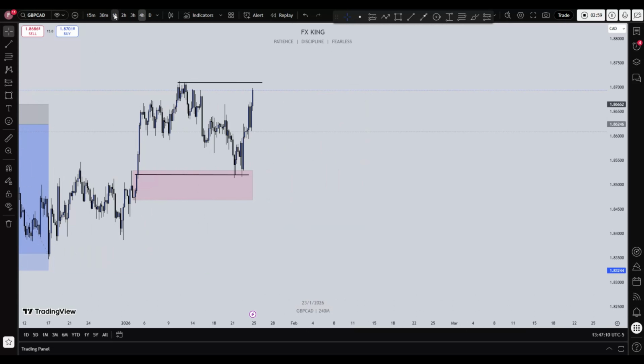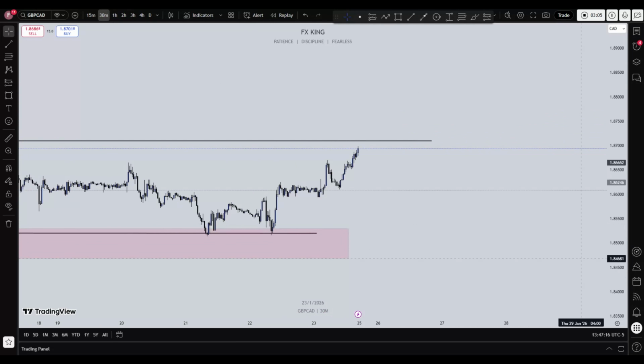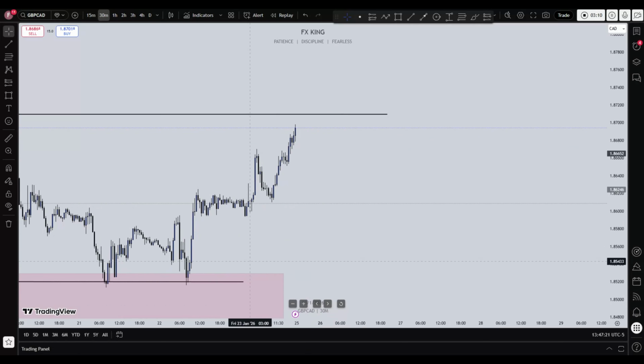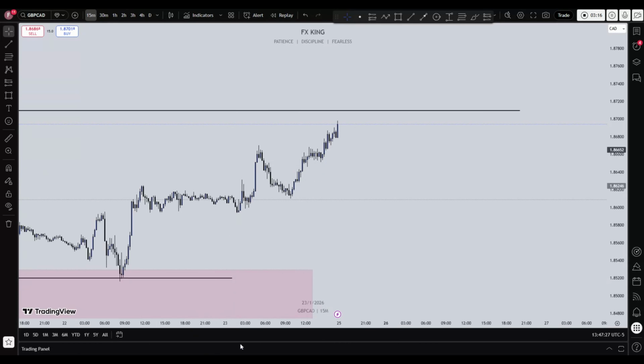If you see another opportunity here, another opportunity to get involved in this trade, then you are welcome. You can get involved in a trade.